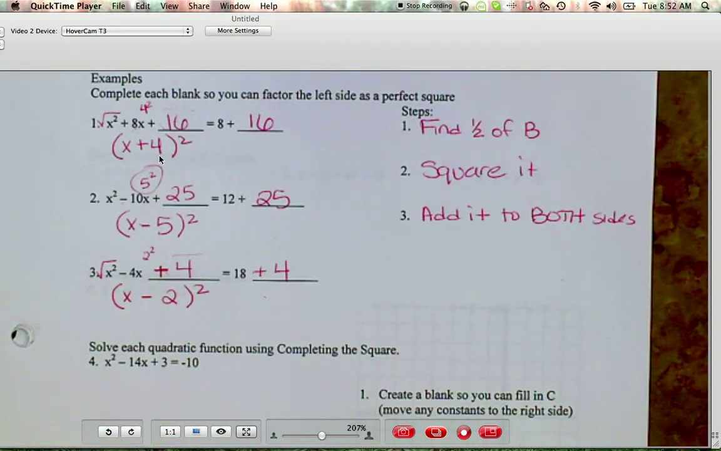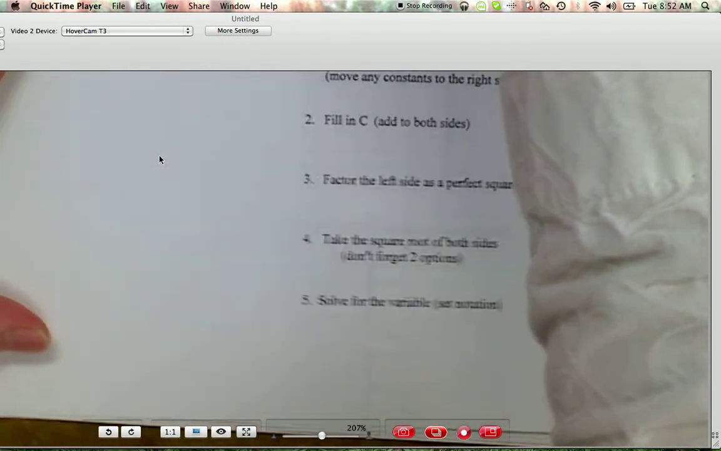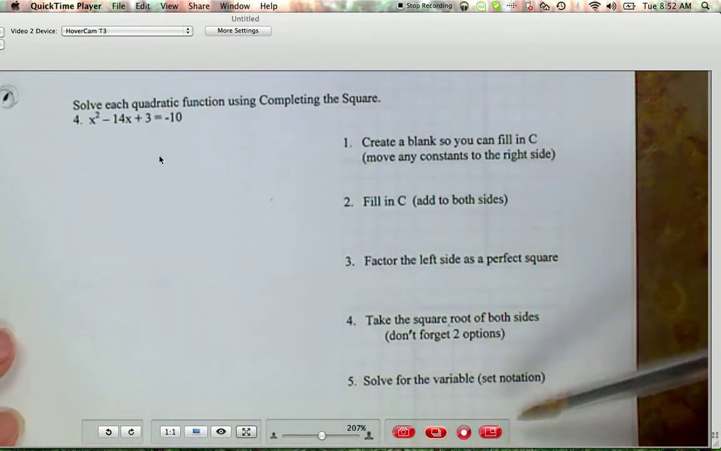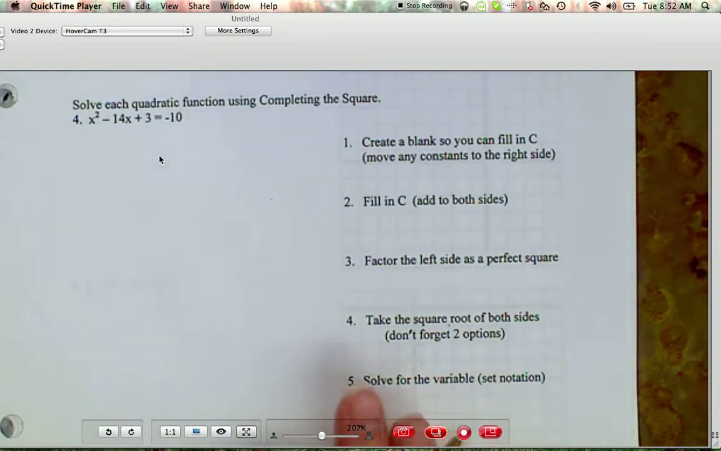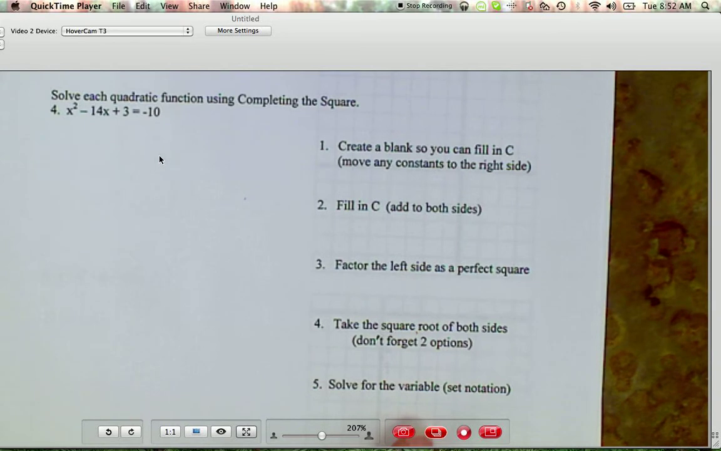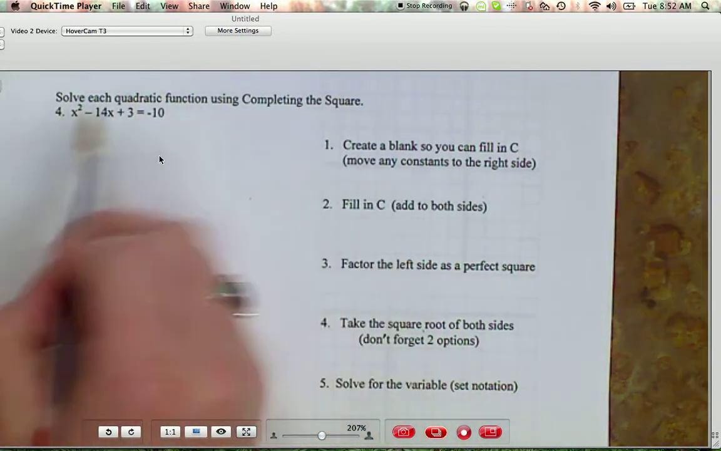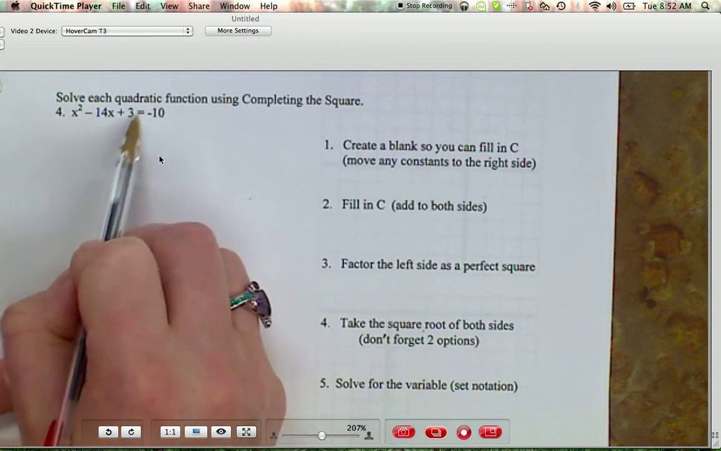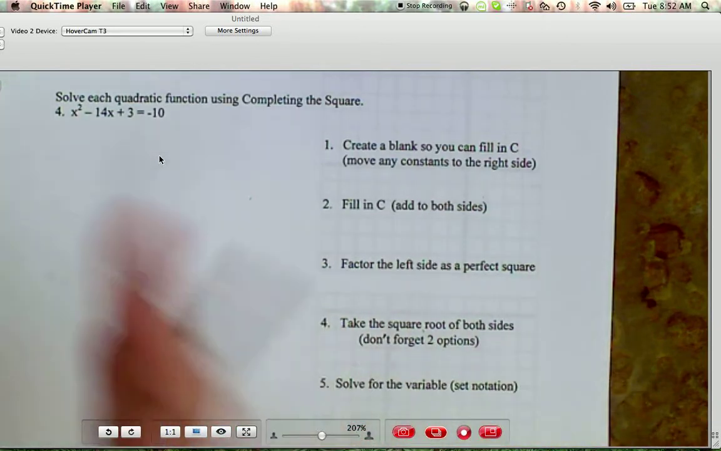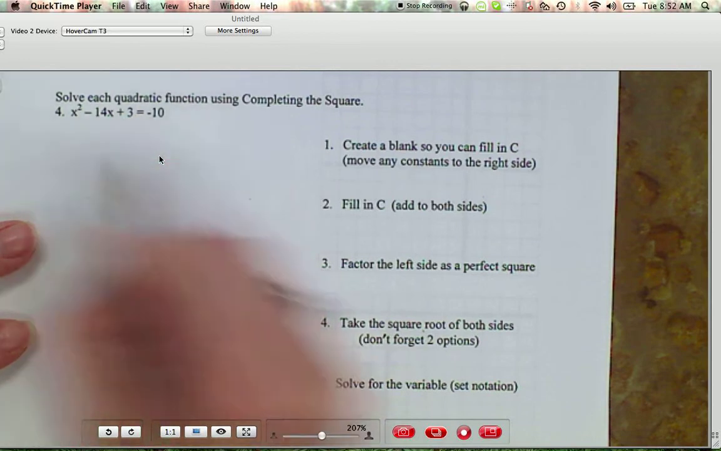How'd you do? All right, let's see how we work it into a full equation. The steps are all written on the side here, so you can follow these on your homework if you need extra help. The first thing you want to do is create that blank in the C that we had above in those previous problems. So if you look at problem 4 here, we've got a 3 in the place that we need to fill. So it's called completing the square because we want to fill in that blank so we can make it into a square. So we want to create that blank.